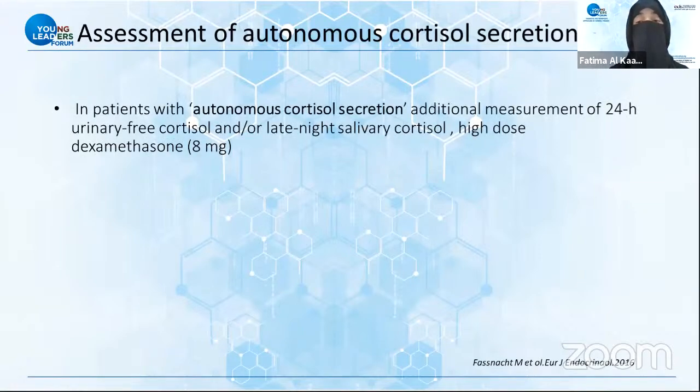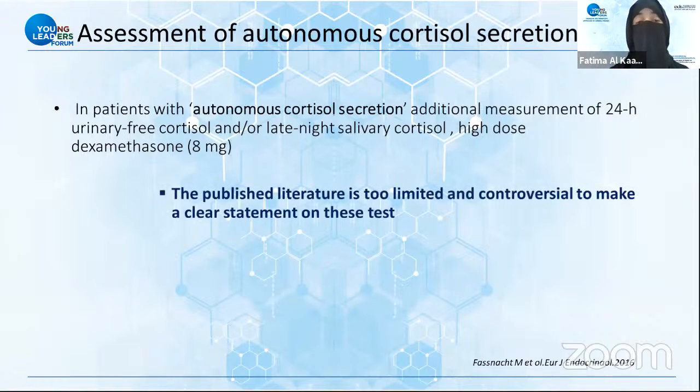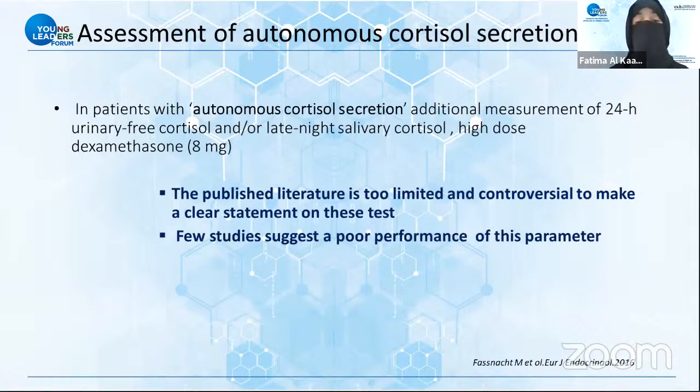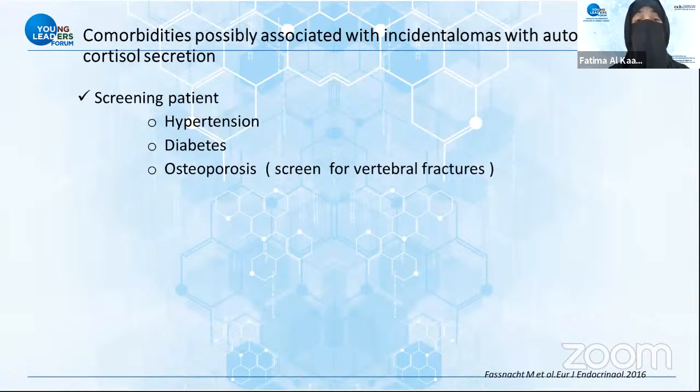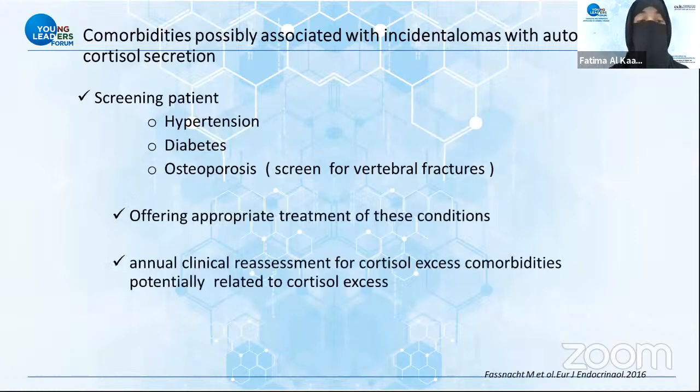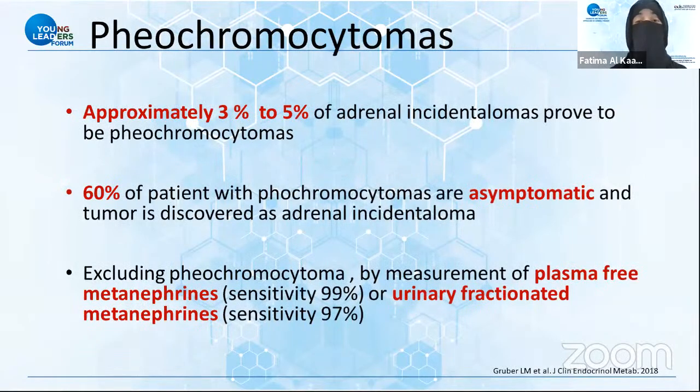With regard to other tests like 24-hour free cortisol, late-night salivary cortisol, and high-dose dexamethasone, they are suggested by some authors and some guidelines. However, the published literature is too limited and controversial to make a clear statement on these tests. A few studies suggest poor performance of these parameters, with an increased likelihood of false positive results. Moving to comorbidity possibly associated with incidentaloma with autonomous cortisol secretion, we should screen patients for hypertension, diabetes, and osteoporosis, and screen for vertebral fracture, and offer appropriate treatment of these conditions and annual clinical assessment for cortisol excess comorbidity.